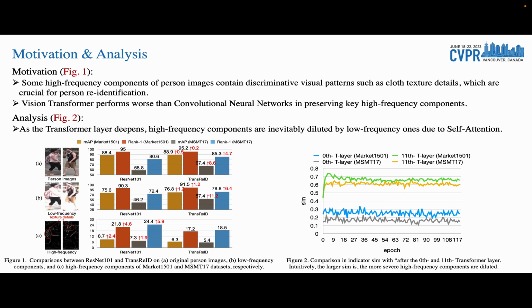As shown in Fig. 1, we first employ discrete Haar wavelet transform to decompose original person images into low-frequency components and high-frequency components. Then we conduct comparisons between the ResNet101 and TransReID.